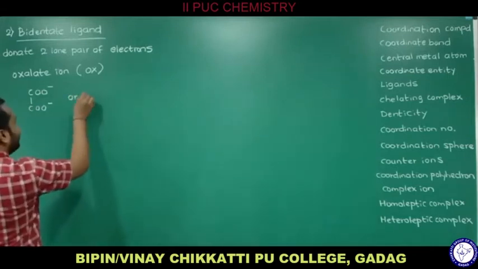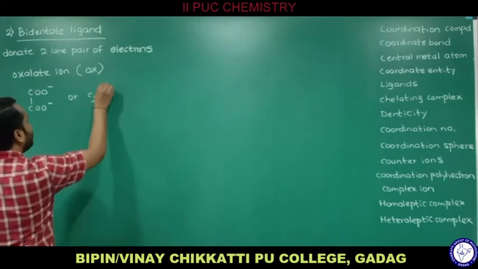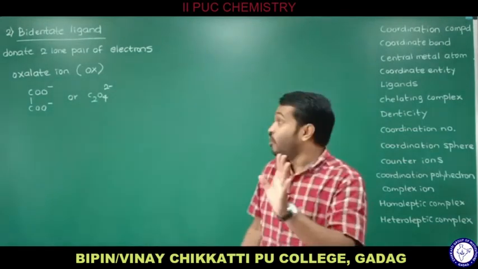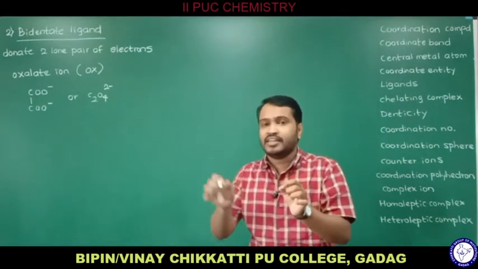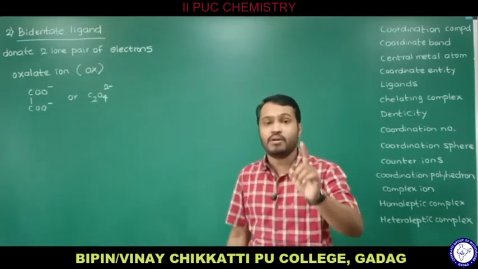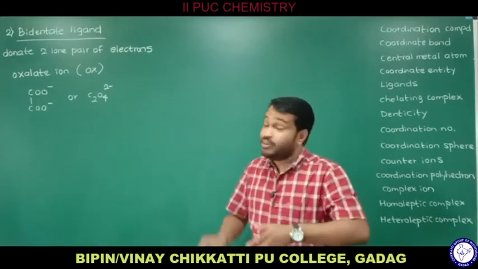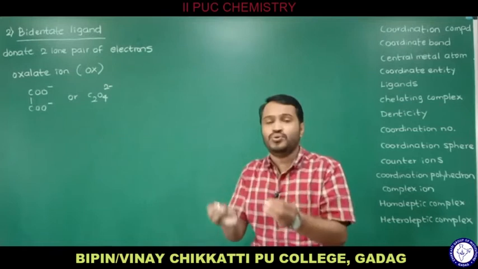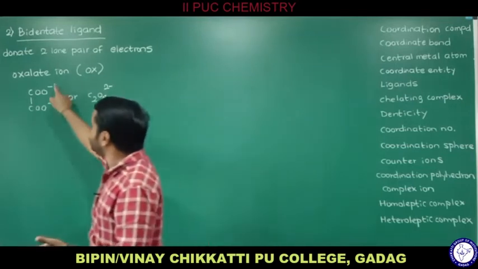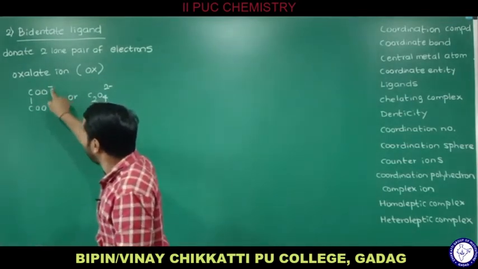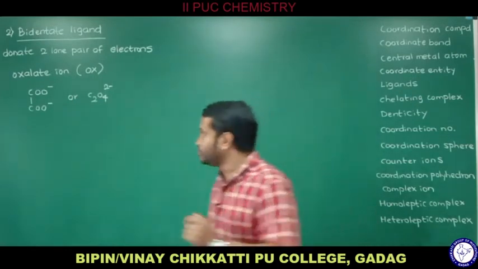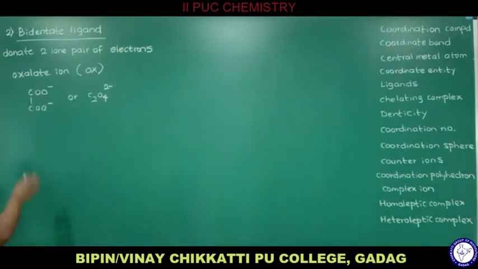But while writing, we write it as C2O4 2 minus. Remember that C2O4 2 minus is the symbol for oxalate ion. We represent it as OX, and the formula is C2O4 2 minus. Remember, bidentate ligand means oxalate ion is going to donate two lone pair of electrons to the central metal atom. From where will the two lone pair of electrons come? These are the positions where we have lone pairs of electrons. They are donated to the central metal atom and a coordinate bond is formed. So this is an example of a bidentate ligand.